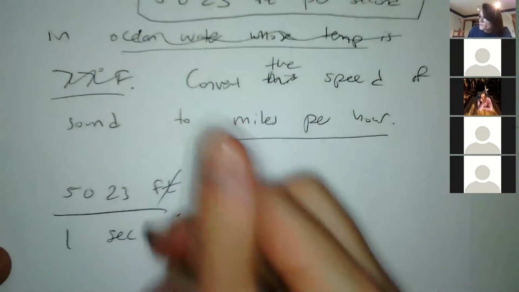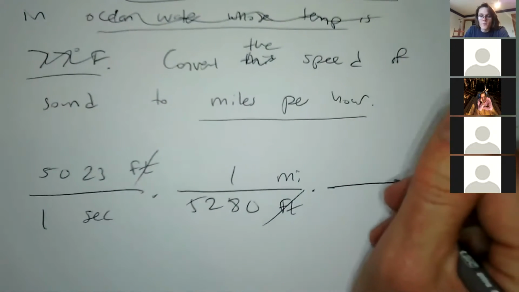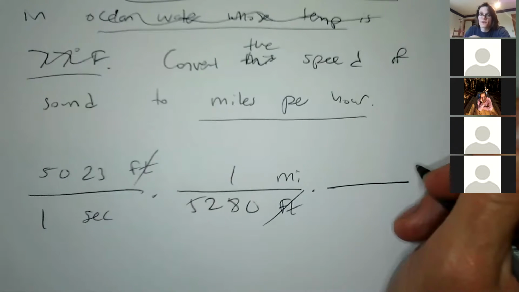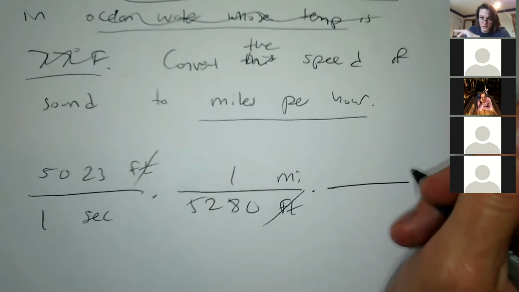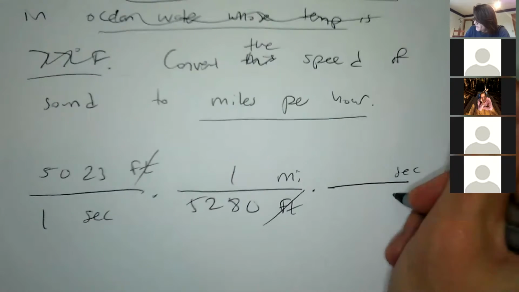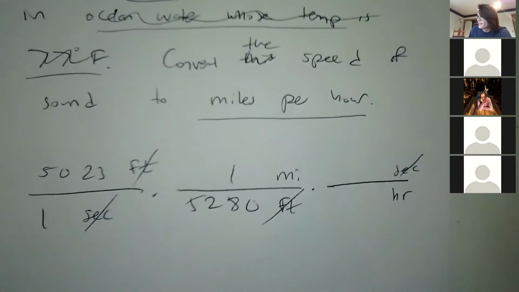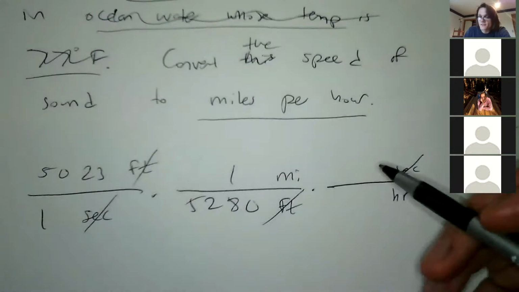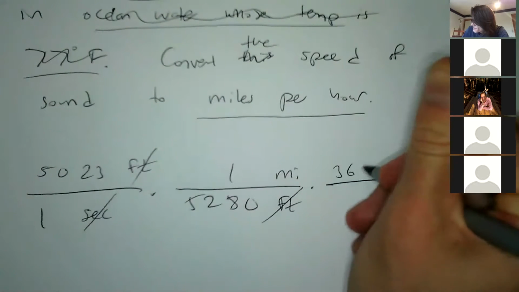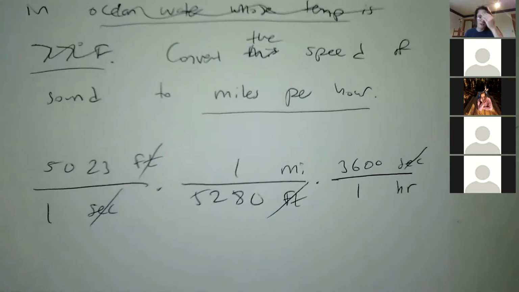So the feet cancel. And then to get to hours, you can do it like we did before, where we know that there's 60 squared or 3,600 seconds in an hour. So I put seconds up in the top, hours in the bottom. Those cancel. And now I have my desired units. There's 3,600 seconds in 1 hour. And so I just multiply that through, and that will give you the speed of sound in miles per hour.